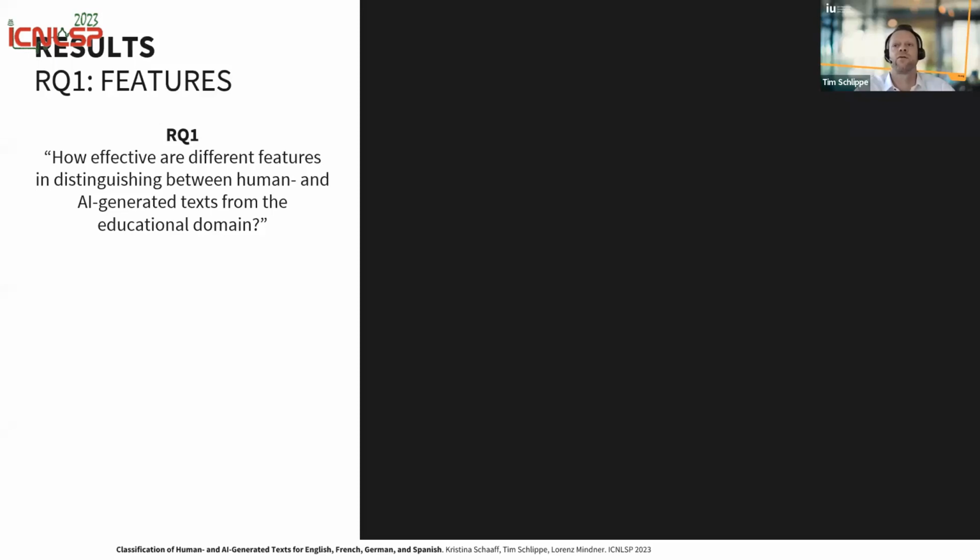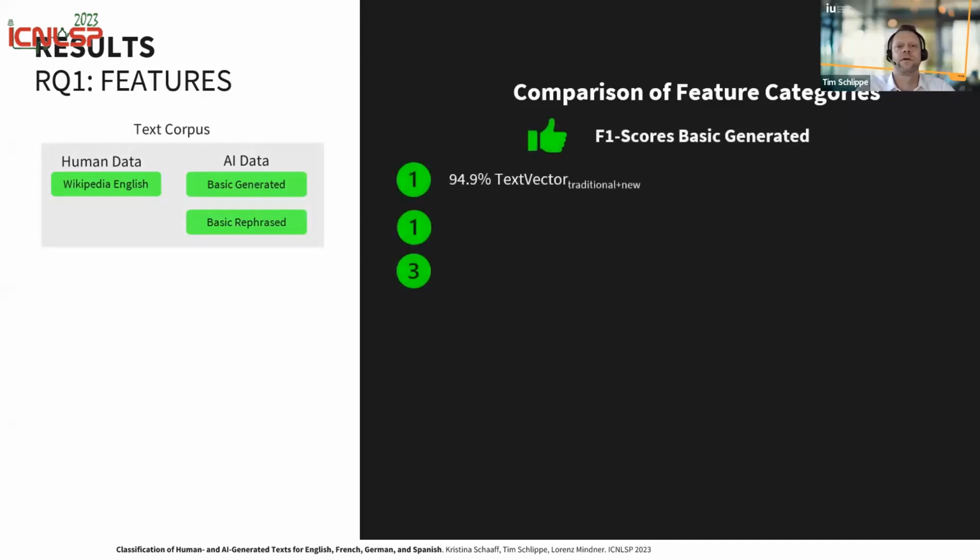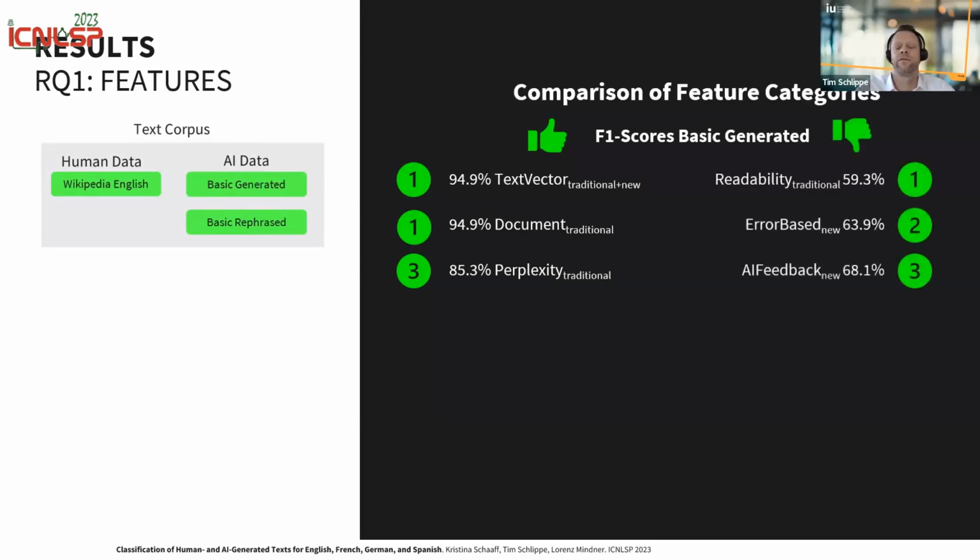Let's now look at the results concerning our first research question. How effective are different features in distinguishing between human and AI-generated text from the educational domain? When we take the English part of our corpus, we see that text vector features and document features perform best. The perplexity feature, which is, for example, used in ZeroGPT and GPT-0, also performs quite well. Worst performances were given by the readability feature and the error-based feature, but also by the AI feedback feature. It's interesting that ChatGPT doesn't seem to know if it has created a text.